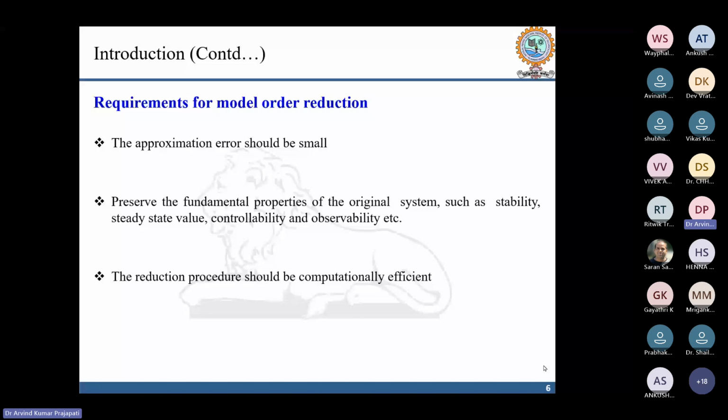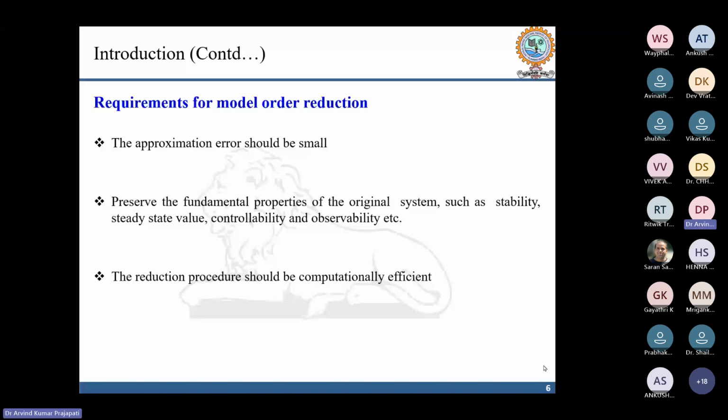The second requirement is that if you are proposing a new model order reduction technique, or using some technique, it must preserve the fundamental properties of the complex system, like stability. If your original system is stable, then your reduced system must also be stable. Otherwise, that method fails, and we will ignore it.